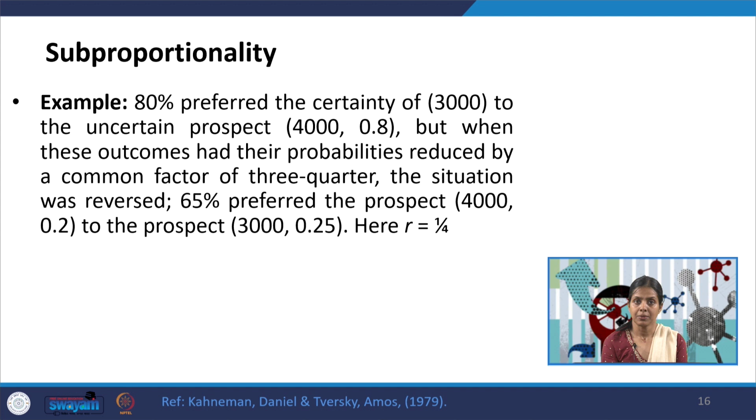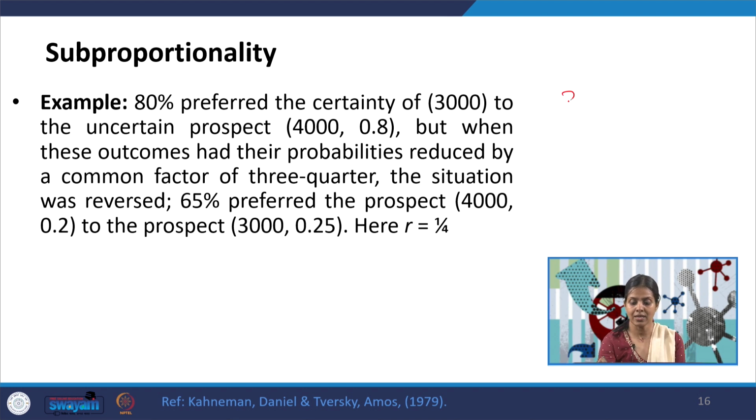We take an example. This is also a gamble we have already talked about in some other context. 80% prefer the certainty of 3000 to the uncertain prospect (4000, 0.8). But when these outcomes had the probabilities reduced by a common factor of 3/4, the situation was reversed. 65% preferred the prospect (4000, 0.20) to the prospect (3000, 0.25). Now, here r takes a value of 1/4.